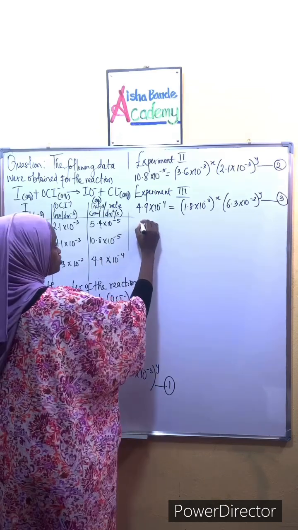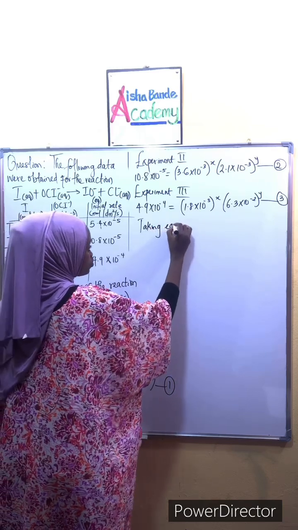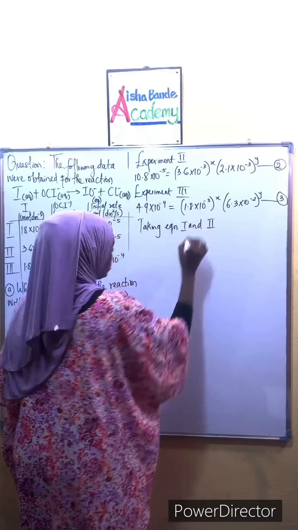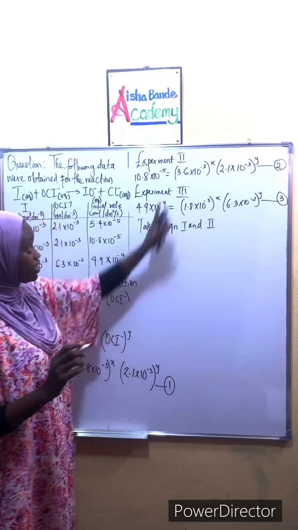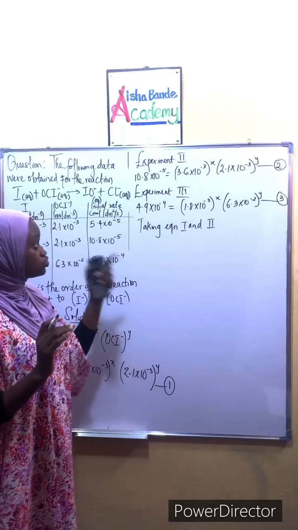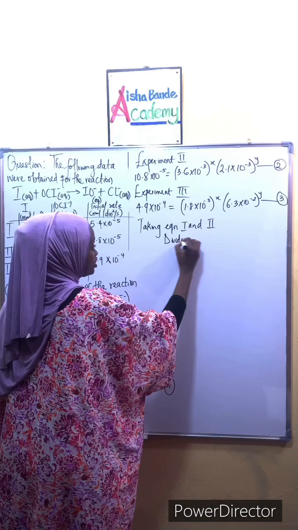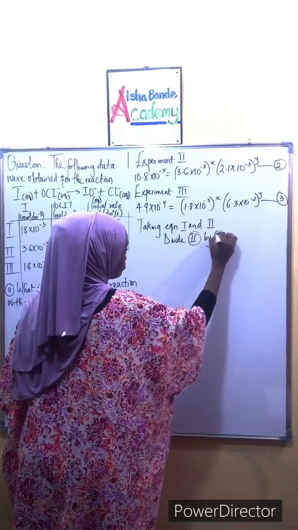So now, taking equations 1 and 2 into consideration, looking at equations 1 and 2, all we need to do is to divide equation 2 by 1. So you divide equation 2 by 1.